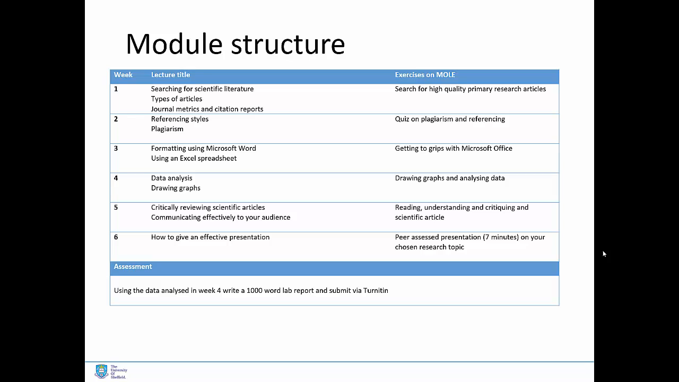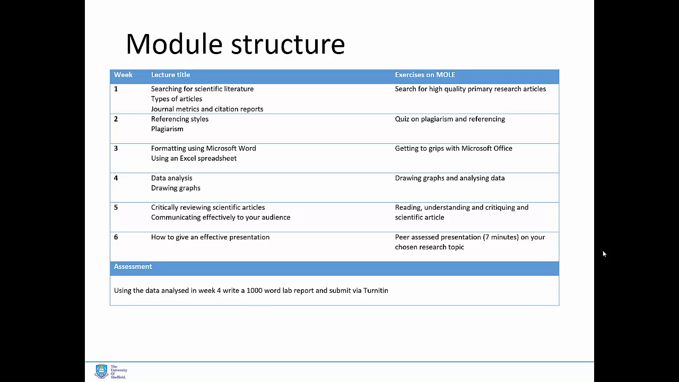So this is the structure of the module. We'll be starting off in week 1, talking mostly about scientific literature. One of the most important things when you're looking for scientific articles is finding the right articles to read. There's a huge amount of scientific literature out there, and we'll give you some skills to try to find high quality research articles, and also to understand a bit more about the different types of articles that are available for different purposes and how you judge the quality of a particular article. As we go through the module, each week we'll set you a number of different exercises which will enable you to practice the skills and the knowledge that you gain during the lectures.